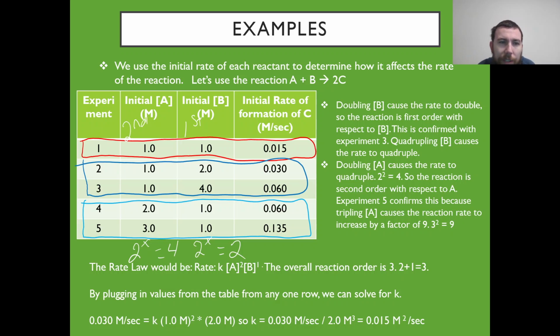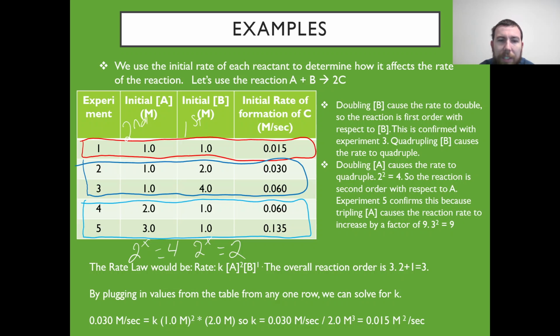Now, the good news is, if we wanted to figure out A and B, we could have used experiments 5 for A, and we could have used experiment 3 for B, and we would have gotten the same data, right? And so now that we've identified the orders, we know the rate law for this reaction would be K times A squared times B to the first power. Now that means that the overall reaction order is 3.